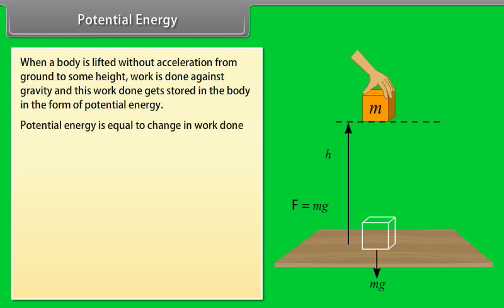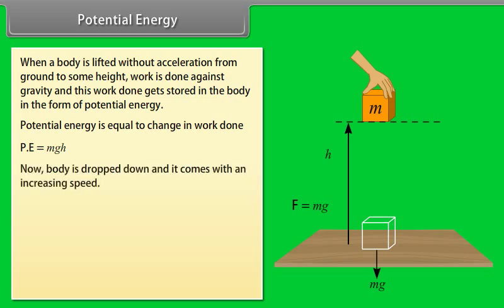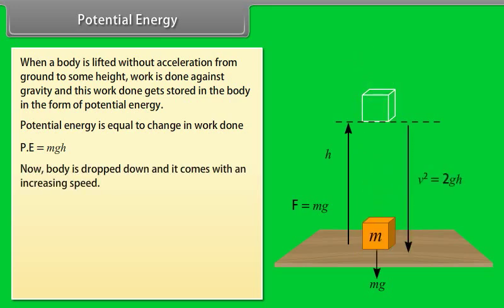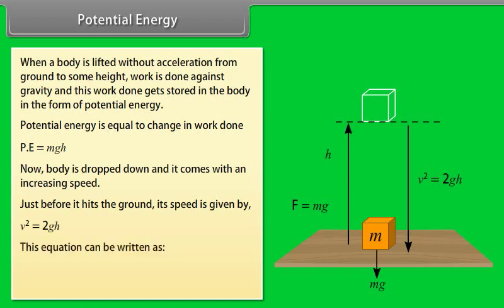Potential energy is equal to the work done. So, potential energy is equal to mgh. Now, the body is dropped down and it comes with an increasing speed. Just before it hits the ground, its speed is given by v square is equal to 2gh. This equation can be written as half mv square equals mgh.